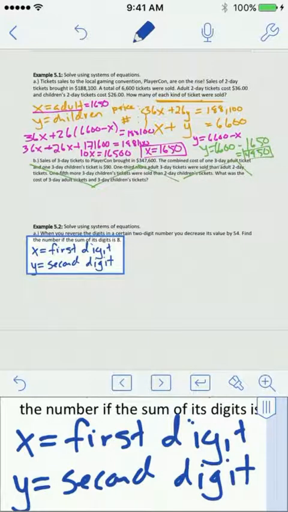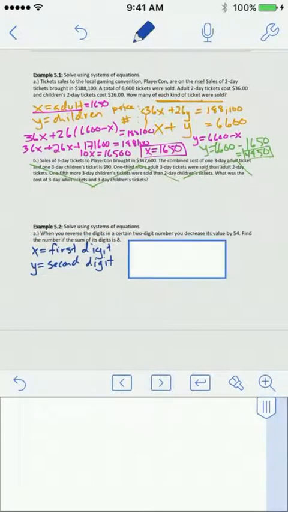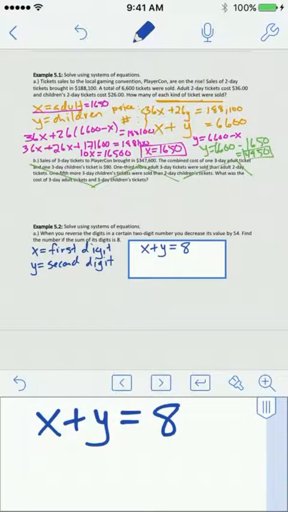Let's start with that second part. Find the number if the sum of the digits is equal to 8. Well, how would I represent the sum? That would be nice and easy. x plus y is equal to 8, right? x plus y is equal to 8. So there's our first equation. That one was pretty straightforward.